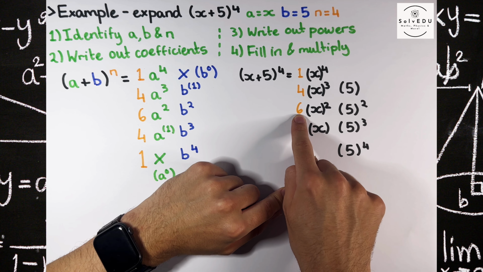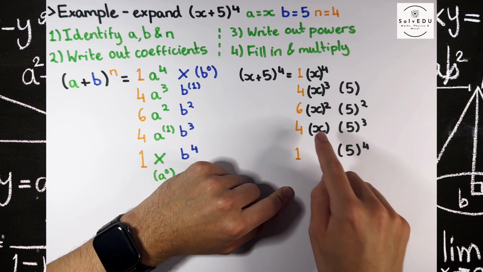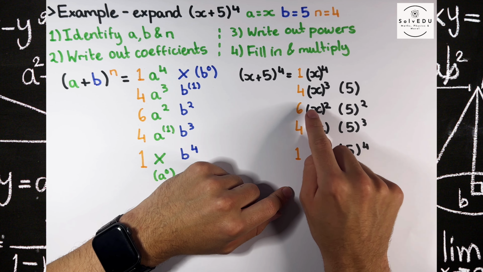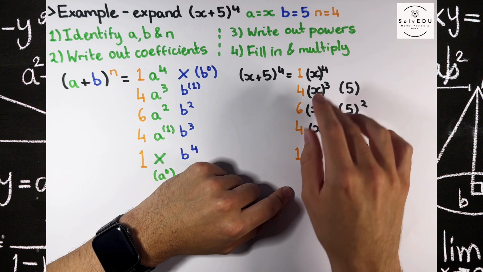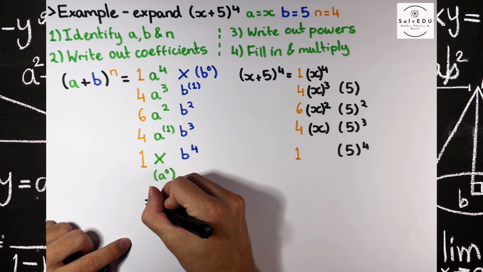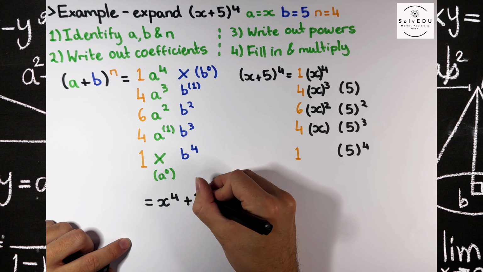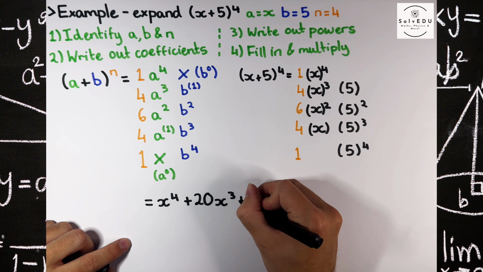And then you multiply everything by the coefficient at the start as well. So for example, if we take this row, we've got 6, lots of x squared, lots of 5 squared. So this is 6 times x squared times 25. And you work it through, slap plus signs in between, and you're all good to go. So in the end, it'll end up looking like this. And that is our expansion completed.